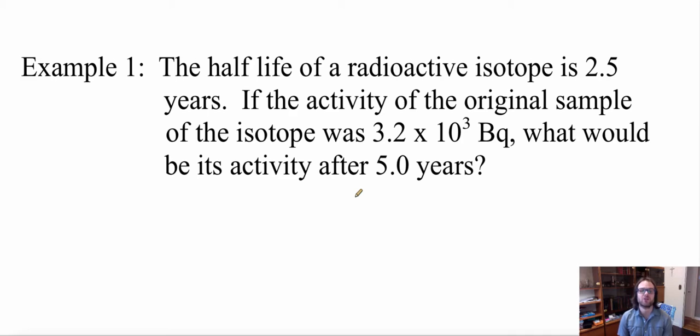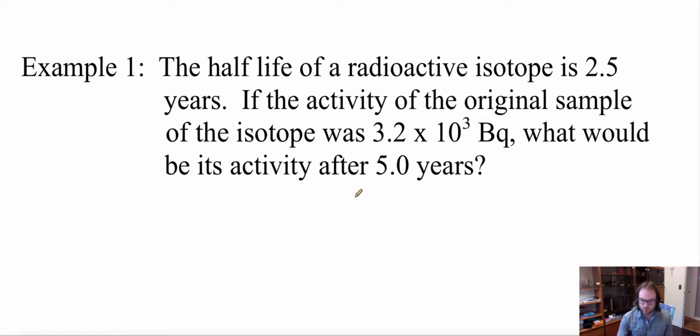If the activity of the original sample of the isotope is 3.2 times 10 to the 3 becquerels, what would be its activity after 5 years? Now, before we looked at it, we had masses. Well, if we think of it this way, becquerel is the amount of nuclei that decay per second. So if we have less mass, we're going to have less becquerel, or less nuclei decaying per second. So when we see becquerel, we're using the same formula as what we did before.